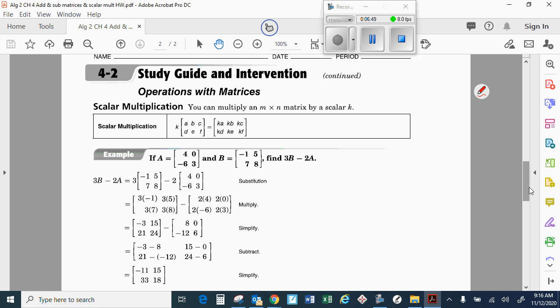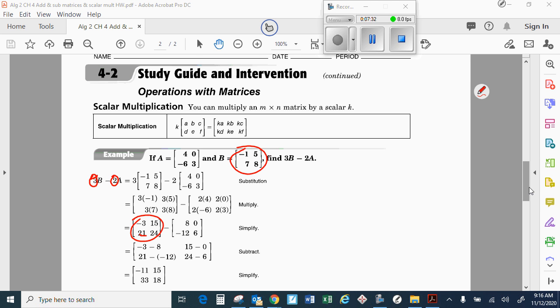All right, next one, scalar multiplication. Scalar multiplication means you have a coefficient up front. So notice there's my 3 times B first, minus 2 times matrix A. Again, since it's subtraction or addition, the matrices must be the exact same dimensions. That's 2 by 2, that's 2 by 2, so I can go ahead and do it. I can subtract them. But before I subtract right away, I need to multiply all of the B matrix by 3. That's why you see -3, 15, 21, 24.